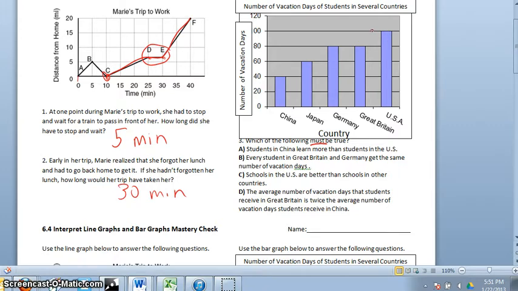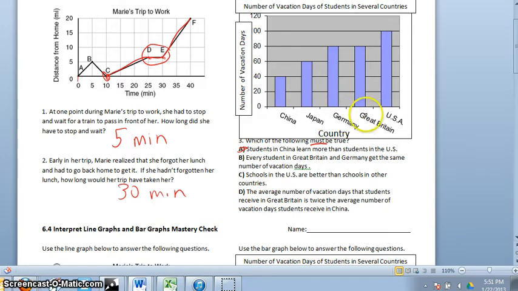Well, if students in China learn more than students in the US, that's not really the topic of our graph. The graph is the number of vacation days of students in several countries. It doesn't say anything about how much they learn. So it's not going to be A. A is off topic. B, every student in Great Britain and Germany get the same number of vacation days.